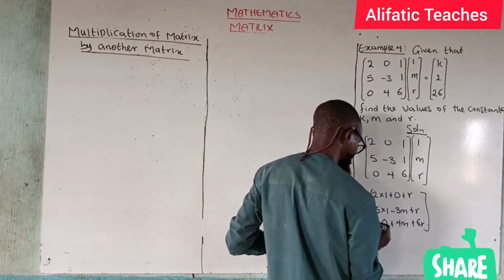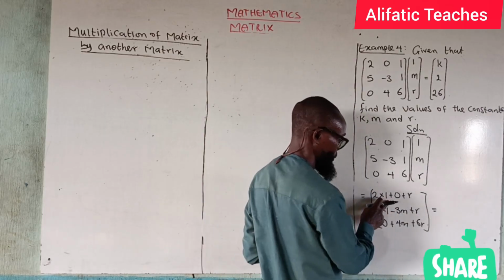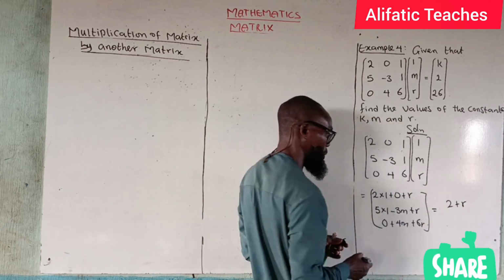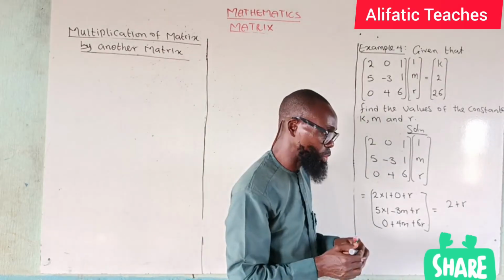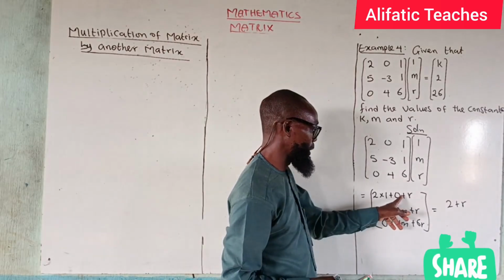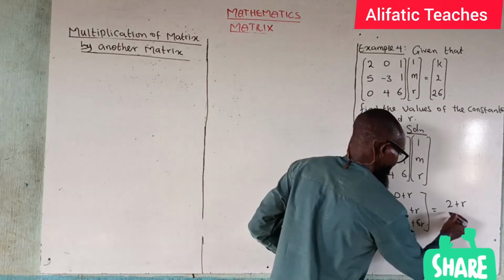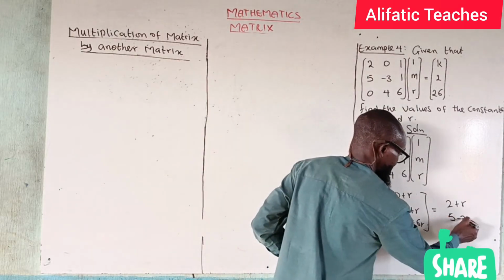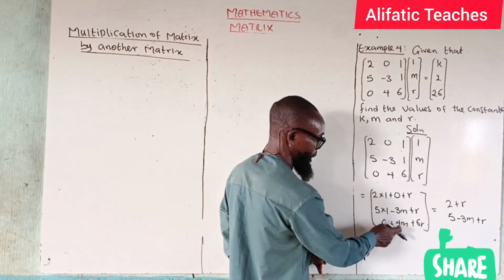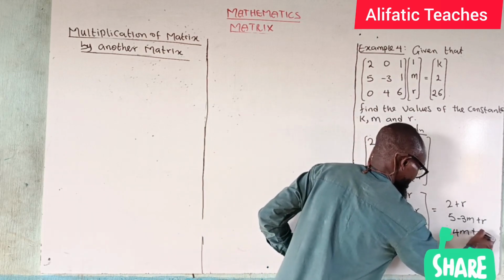So finally I can have 2 times 1, 2. Isn't it? 2 plus 0, I have 2. Then plus my r. You know, 2 and r, you cannot add it together, because they are not the same. 2 does not have r. Then plus my r. 5 times 1, I have 5. Minus 3m plus r. Last one. 0 plus 4m plus 6r. This 0 doesn't mean anything. We have 4m plus 6r.